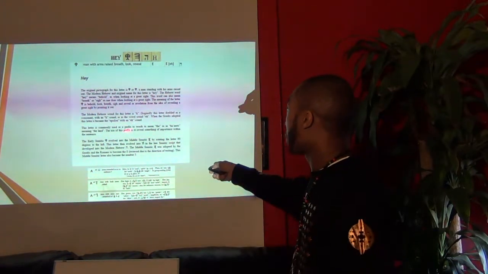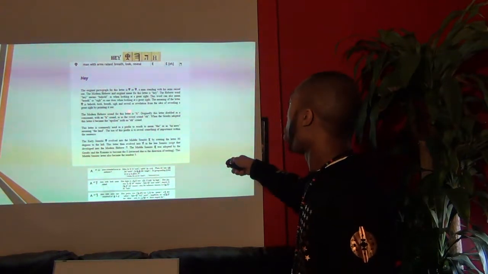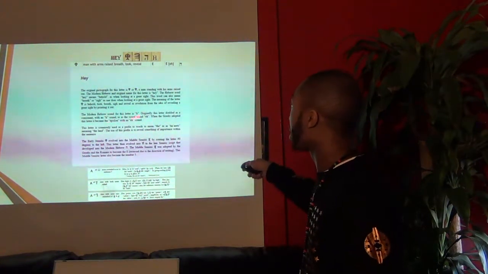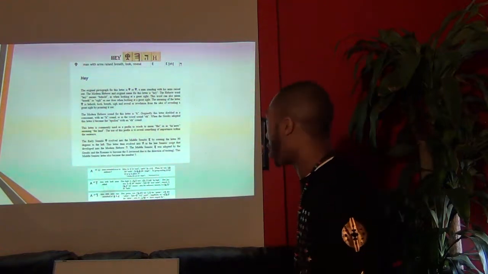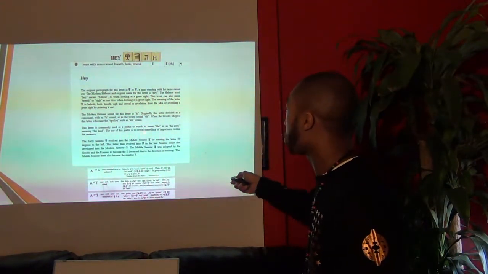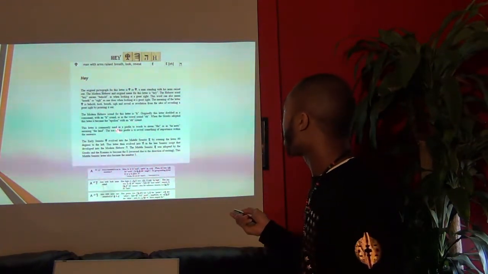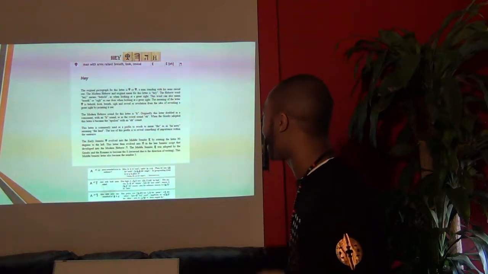The modern Hebrew sound for this letter is H. Originally, the letter doubled as a consonant with the H sound, or as the vowel sound E. When the Greeks adopted this letter, it became the epsilon with the eh sound. The letter is commonly used as a prefix to words to mean the, as in the haaretz, meaning the land. The use of the prefix is to reveal something of importance within the sentence.